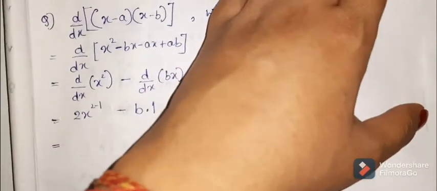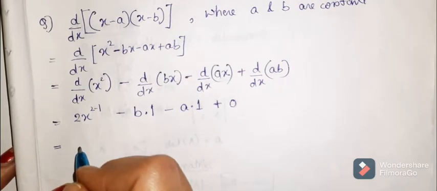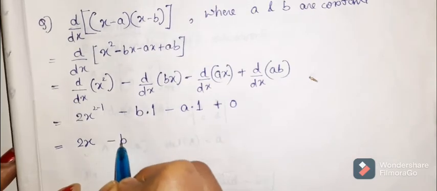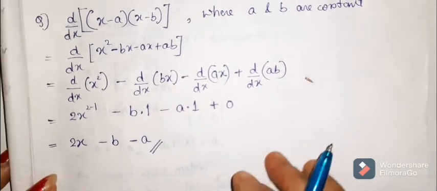So what we will get: 2x^(2-1) is 2x minus b minus a. So this is the derivative of the given function.